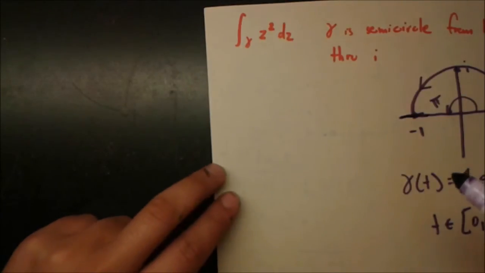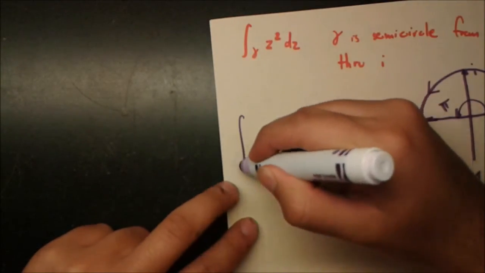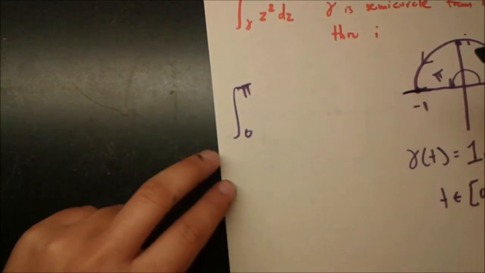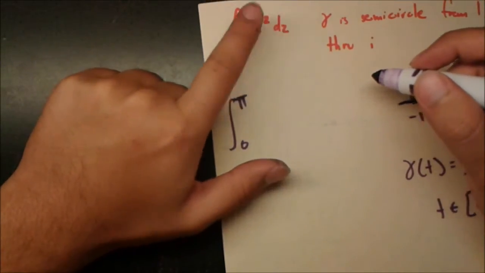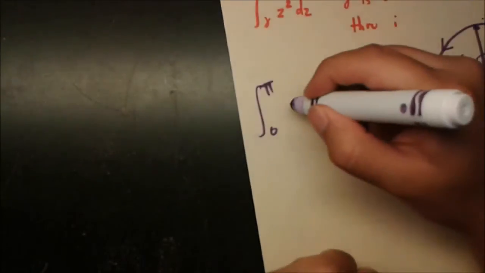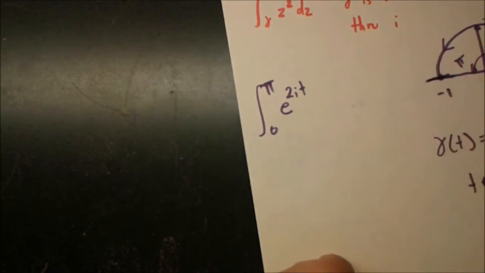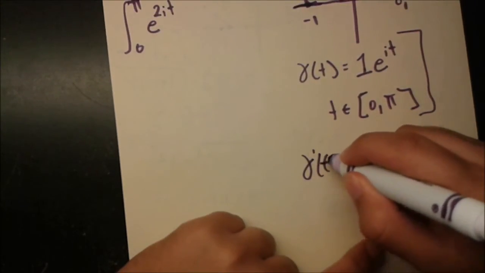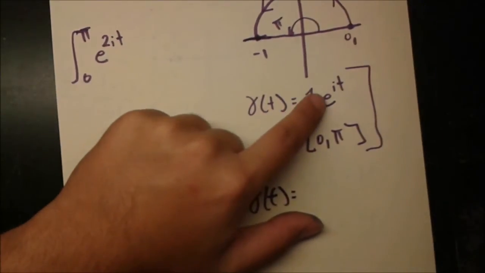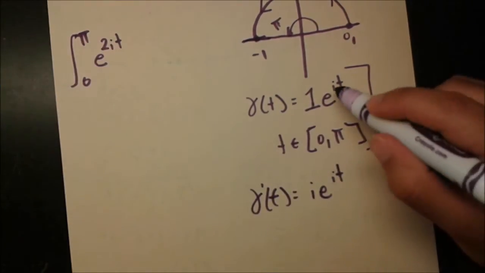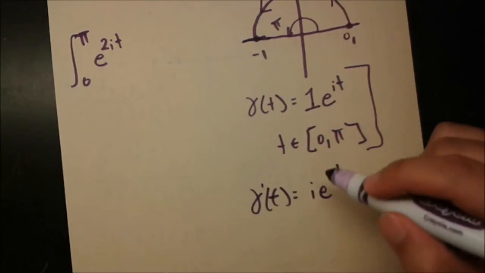So now let's write the integral in the form we have. Integral, with limits now of t, and then what's the function? The function is z squared, so I want to take gamma and square it. So it's going to be e to the 2it, and now I want to take gamma prime. Gamma prime of t is going to be, I'm going to take the i down, so it's going to be i e to the it. Okay, so you just treat i like a constant when you take integrals, derivatives, stuff like that.